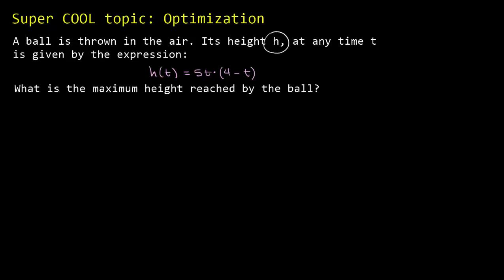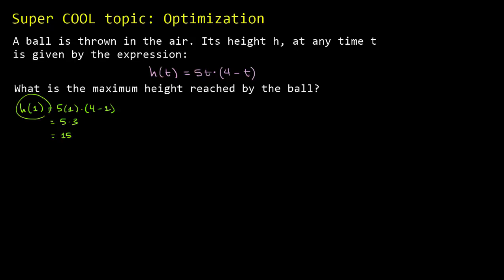Its height h at any time t is given by the expression h of t equal to 5 times t times 4 minus t. And the question is placed here: what is the maximum height reached by the ball? Well, h of t represents the height of the ball. So if I input any value, let's say h of 1, for instance, it would be 5 times 1 times 4 minus 1. So this would be at the end 5 times 3, and here we got 15 as an answer.